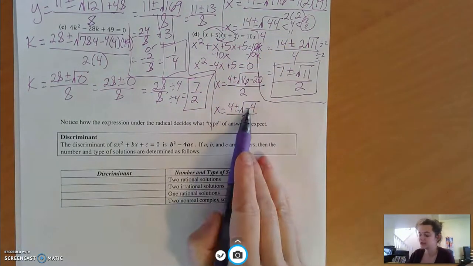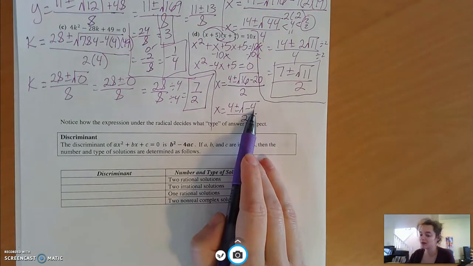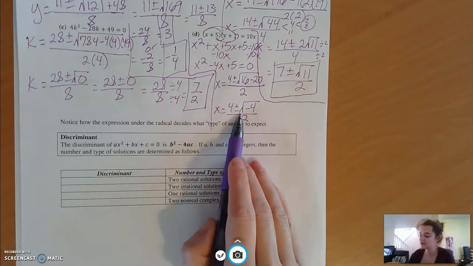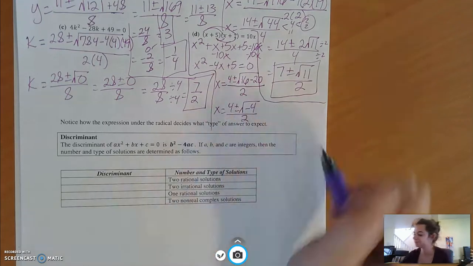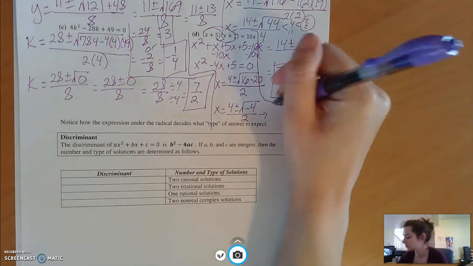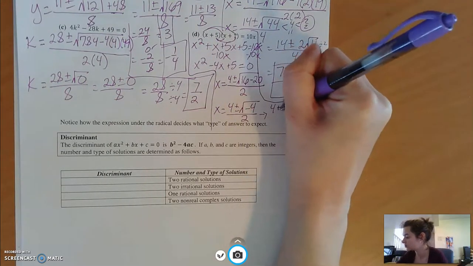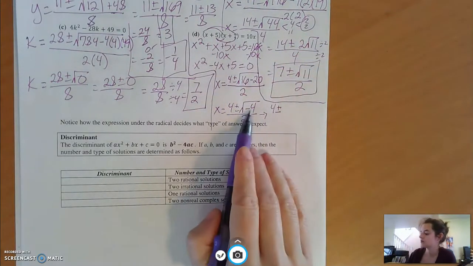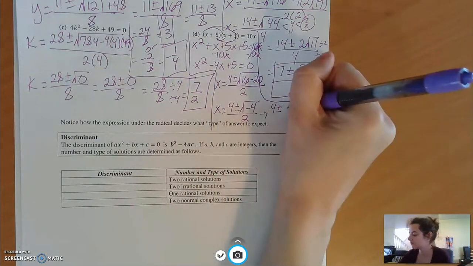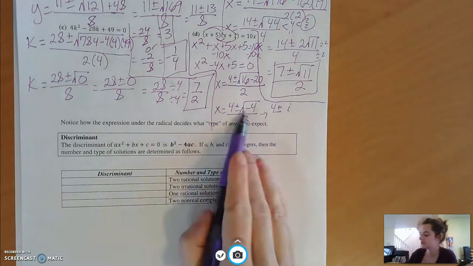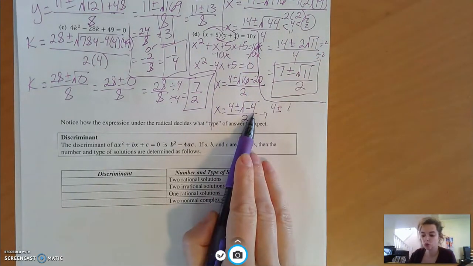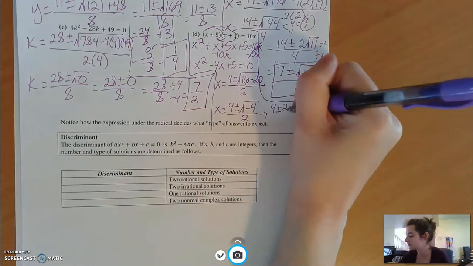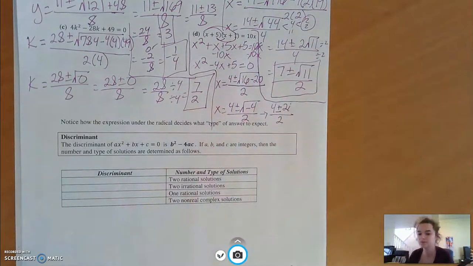And having a negative inside of a square root means I'm not going to have a real answer. I'm going to have an imaginary answer. I can take the negative out as an i. So what this will be is 4 plus or minus, so I'm going to have an i from the negative. Then the square root of 4 is 2. I'm going to have 2i. And this is all over 2.